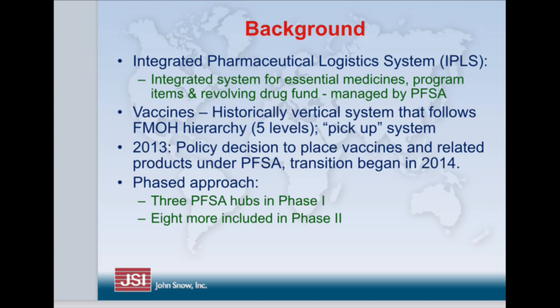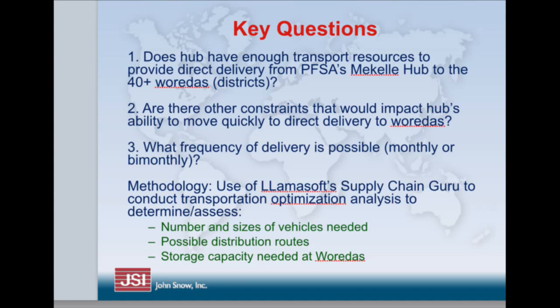So we did the distribution analysis in the Mekele hub, and we tried to answer three key questions from this analysis. The first question we tried to answer is, does the Mekele hub have enough transport resources to provide direct delivery from FSA Mekele to 40-plus woredas or districts? And are there other constraints that will impact our ability to move quickly with direct delivery to the woredas, and what frequency of delivery is possible, monthly or bimonthly?